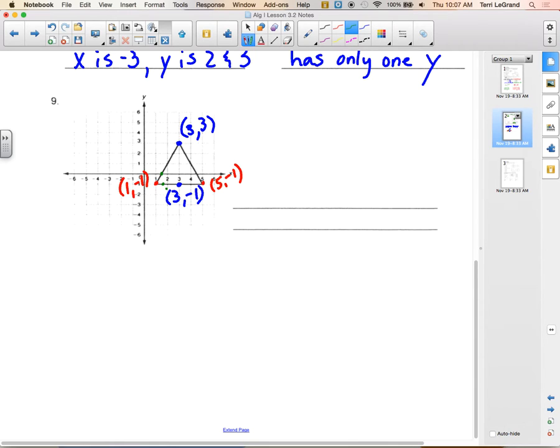John? Anything in between 1 and 5? Anything between 1 and 5 is going to have 2 y values. Anything between, you can go above and pick another point that's another y value. So we're going to say this one is not a function.